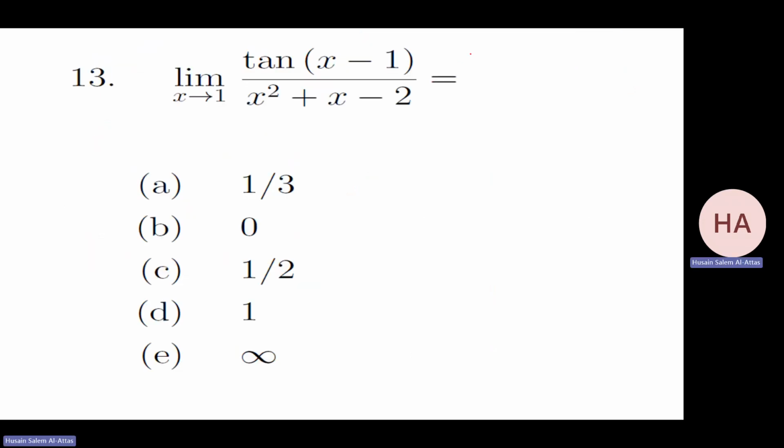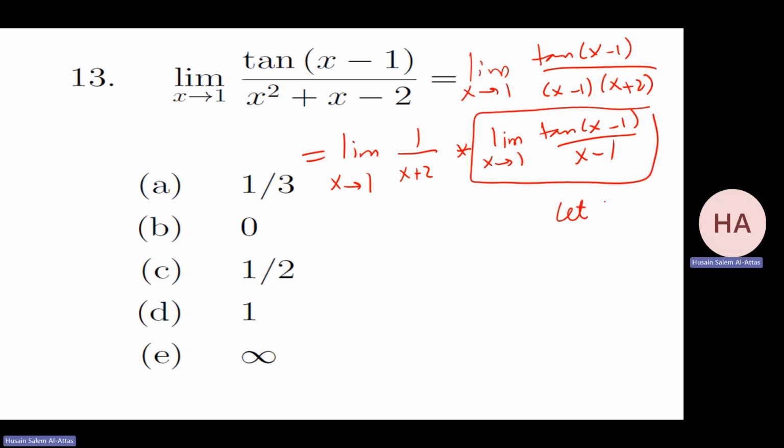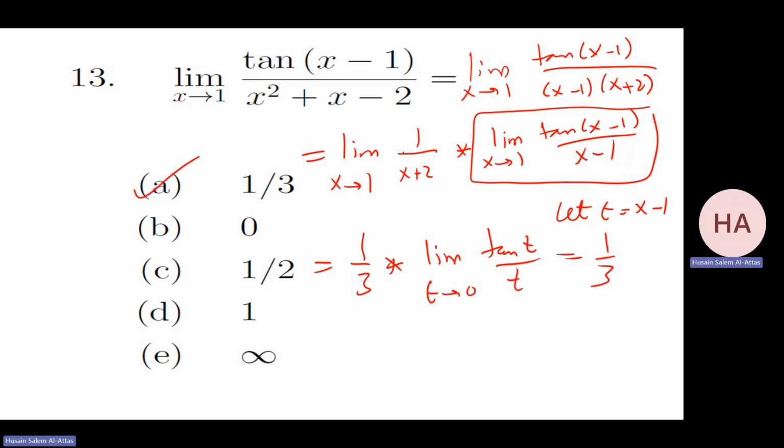Same idea, actually similar, x goes to 1. Then x minus 1, this is x minus 1 times x plus 2. So I would make it limit, x goes to 1, 1 over x plus 2, times limit, x goes to 1, then x minus 1 over x minus 1. My claim, and this is 1, by letting t equal x minus 1. And this you can do the calculation, it will be 1 over 3, times limit t goes to 0, tan t over t, which is 1. So the answer is 1 over 3.